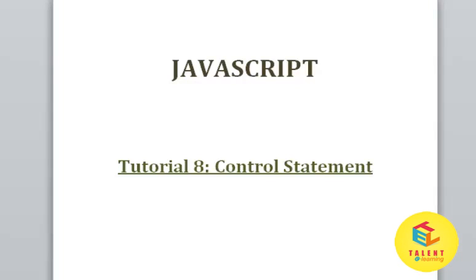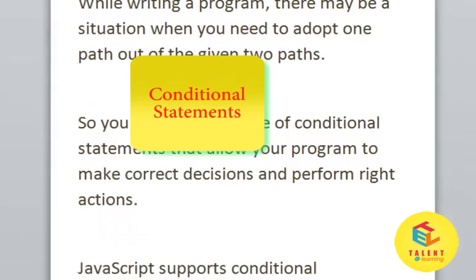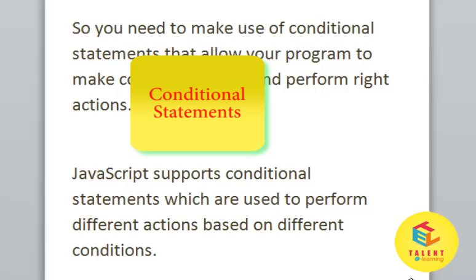In this tutorial, we are going to study about the control statement. While writing a program, there may be a situation when you need to adopt one path out of the given two paths. So, you need to make use of conditional statements that allow your program to make correct decisions and perform right actions. JavaScript supports conditional statements, which are used to perform different actions based on different conditions.